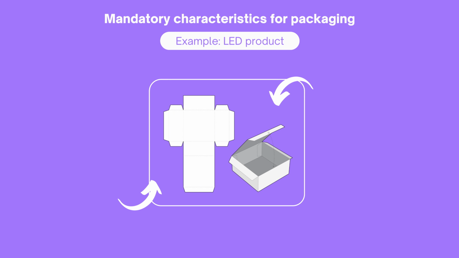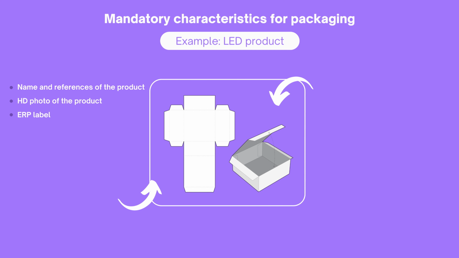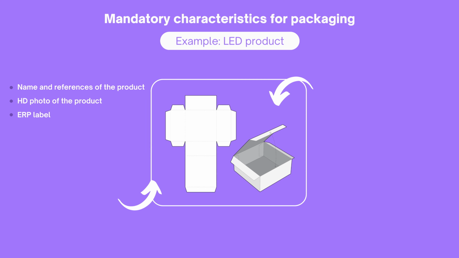Certain characteristics are compulsory on the packaging and differ according to the type of product. For example, for an LED product, the features to be displayed are the product references. There may be several on the same packaging, a high-definition photo of the product, the ERP label indicating the product's power consumption, and a regulated size, a standard size, and a smaller size adapted to the smallest packaging. It is impossible to resize the label to fit the screen.